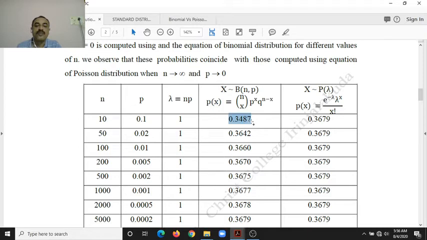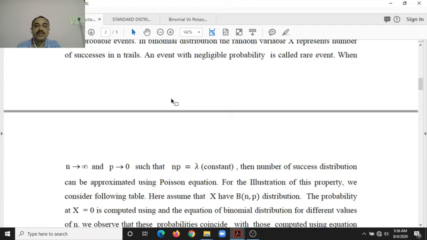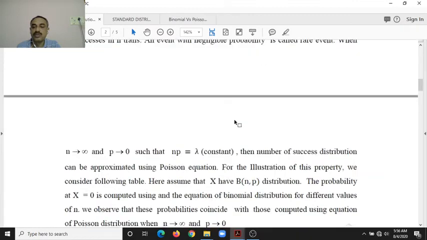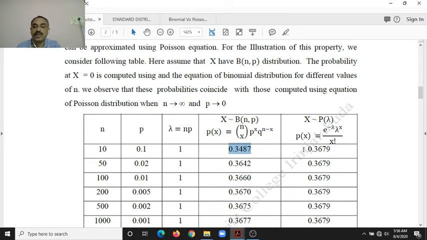The same zero value probability is computed using the equation of the Poisson distribution, where lambda equals 1. So p of 0 will be e raised to minus lambda, lambda raised to 0 by 0 factorial. Since lambda is 1, it is e raised to minus 1. So e raised to minus 1 is 0.3679.